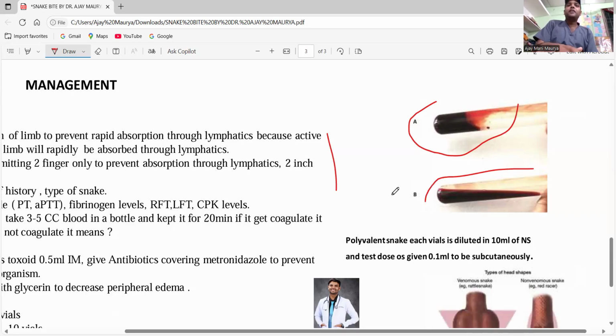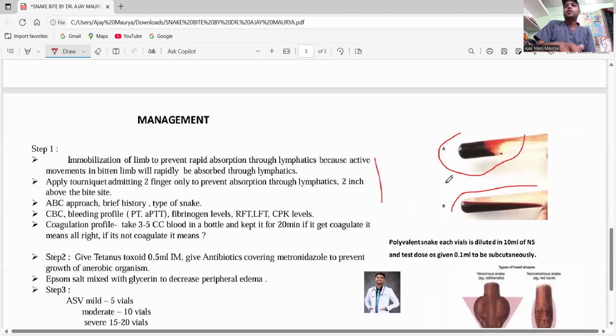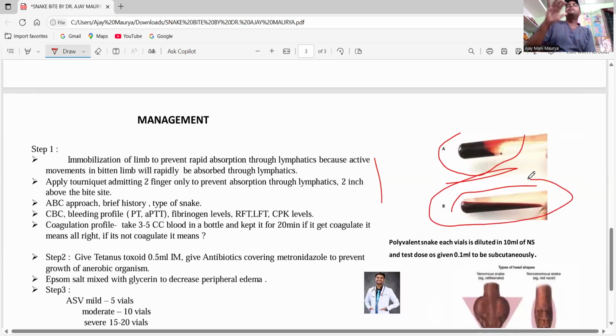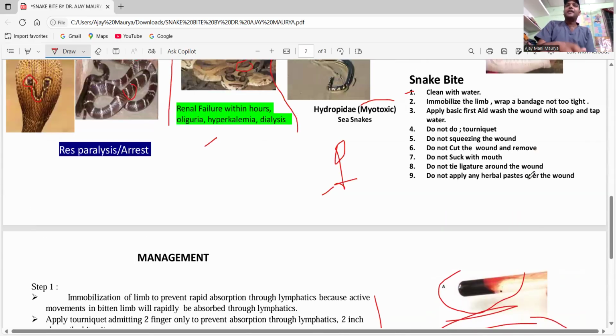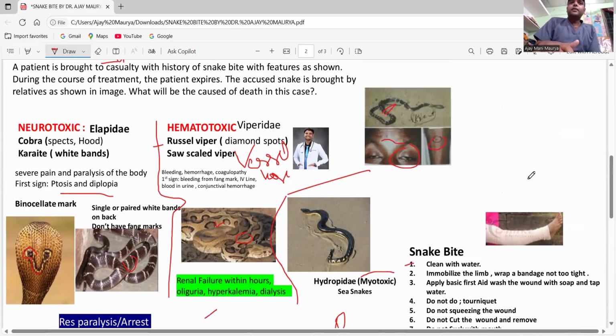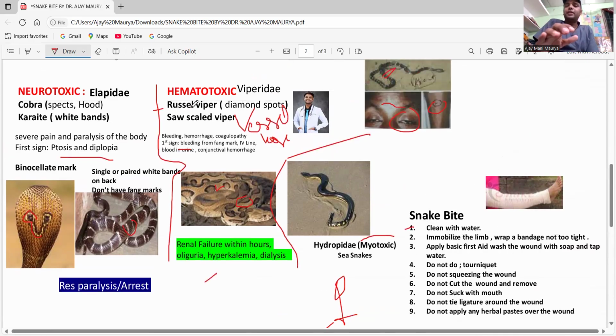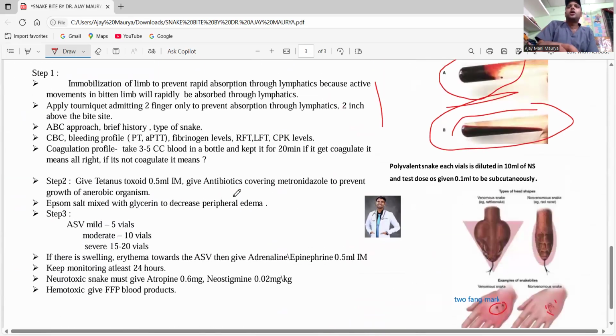It means the patient might have been caught by the Russell's viper, isn't it? Because in the coagulation test, the blood is not clotting. And also, how are you going to identify if the patient is bitten by a Russell's viper? There is hemorrhage, there is bleeding from the site. By that way we have to identify that the patient might be bitten by a Russell's viper. This is how you have to identify.